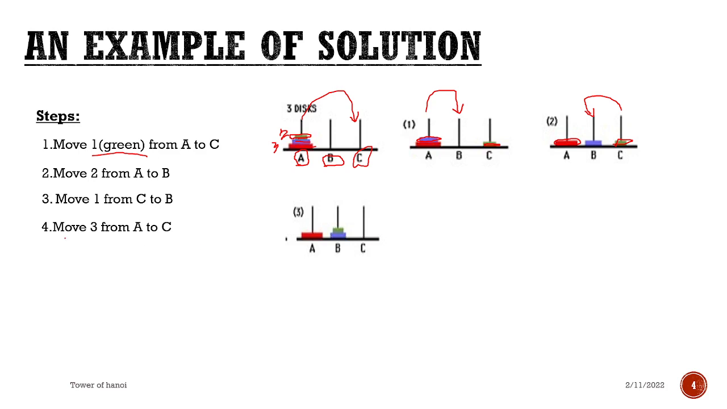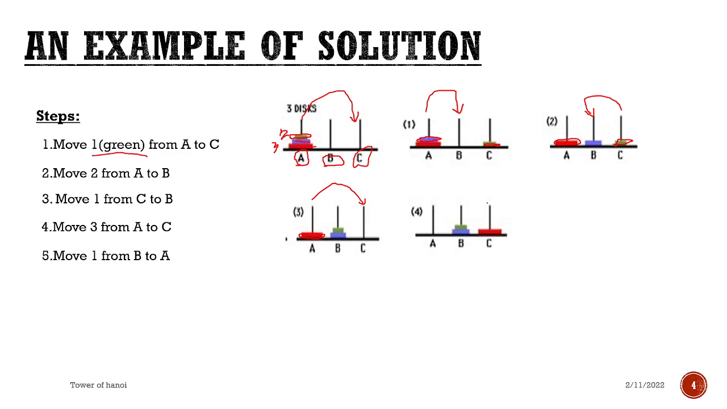And in the fourth step, move 3 from A to C. So the bigger one, it is the third one. So the third one is moved from A to C. In the second picture we can see that the bigger one is moved from A to C.